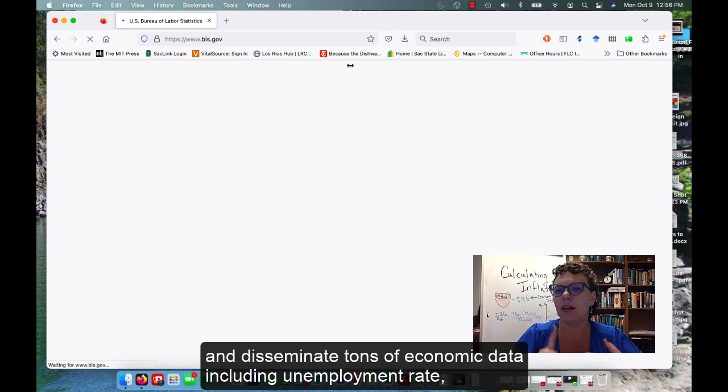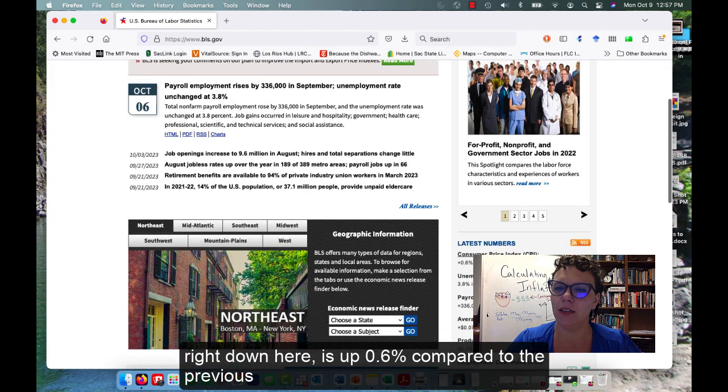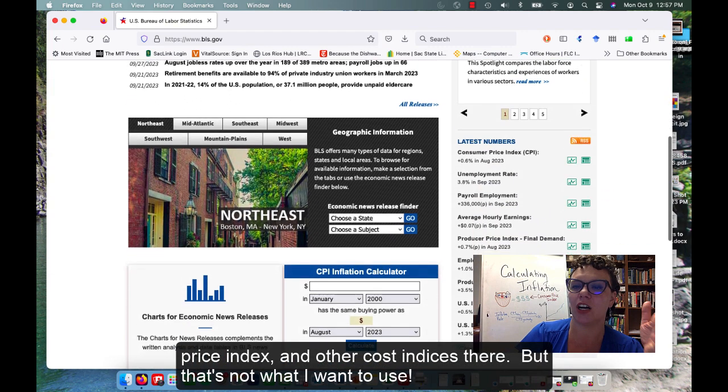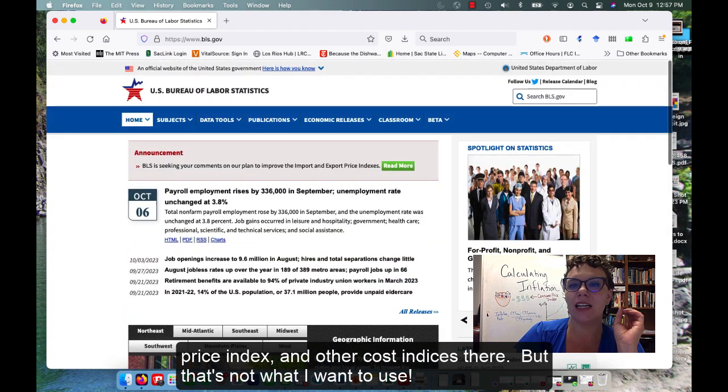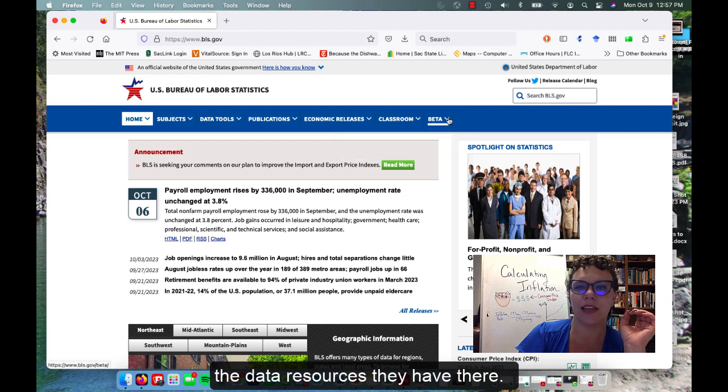They collect and disseminate tons of economic data, including the unemployment rate, labor force participation rate, and the consumer price index, which you can see right down here is up 0.6% compared to the previous period. There's the unemployment rate, average hourly earnings, producer price index, and other cost indices there. But that's not what I want to use. I want to go to their Beta Lab and look at the data resources they have there.